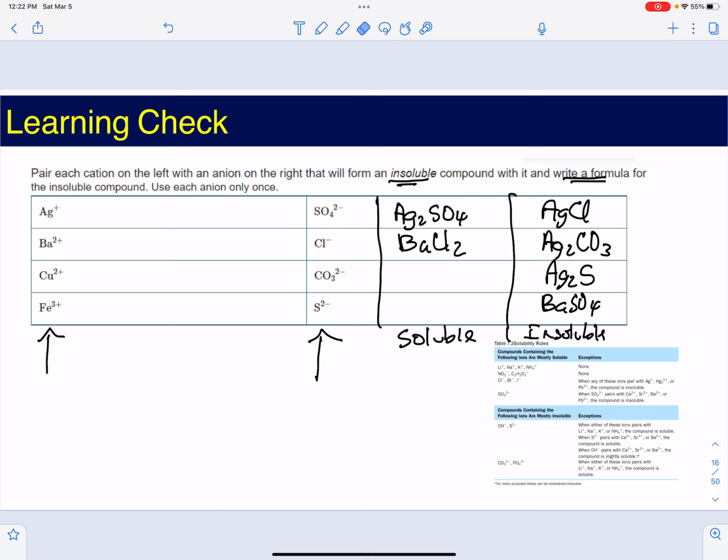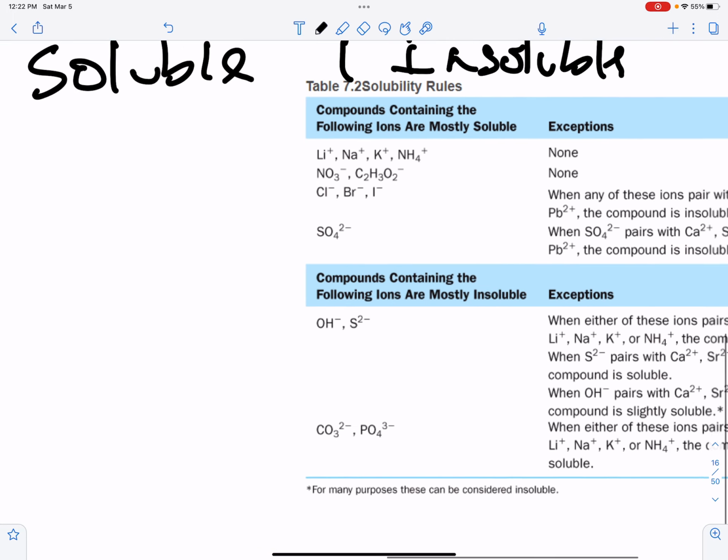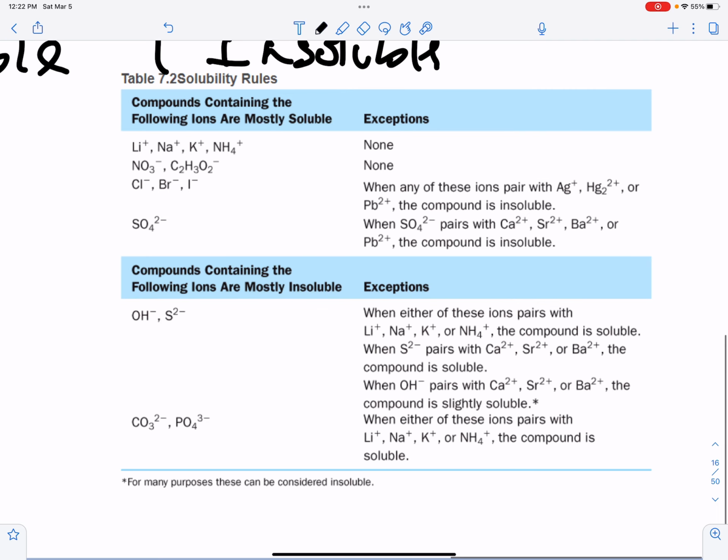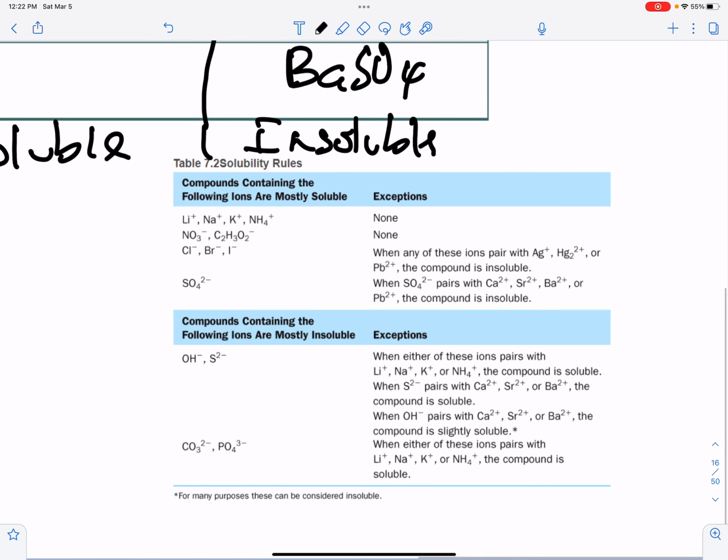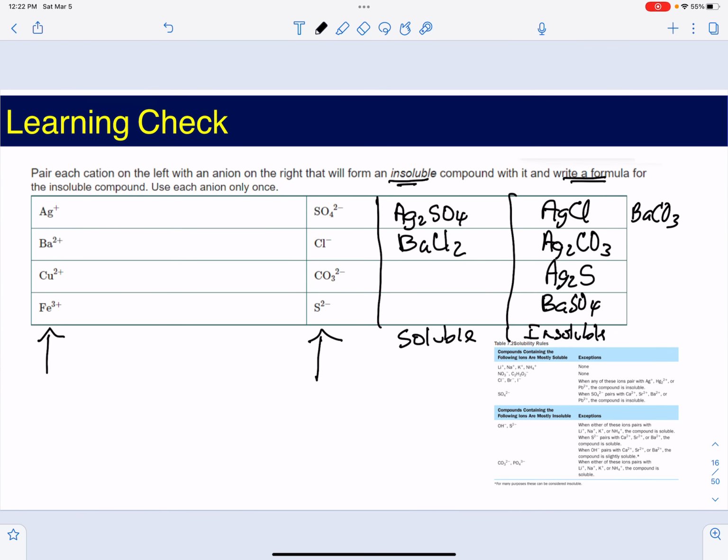Barium with carbonate, carbonates are insoluble. So barium carbonate, that would be the formula. And barium sulfide, the sulfides are insoluble, but when paired with barium, the compound is soluble. So barium sulfide is soluble, according to the table. Remember, this is my soluble part. This is my insoluble part.